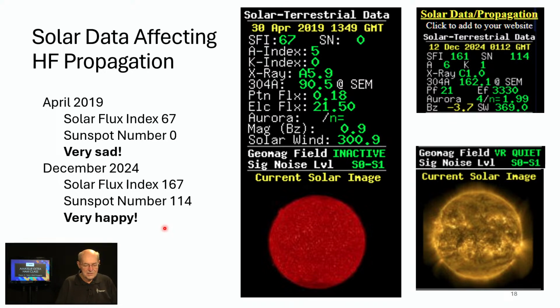Doesn't mean that things are going to be completely rosy, because there's something called the A and the K index that we'll get to in a minute, and they represent a geomagnetic disruption. So even with sunspot numbers being good in SFI, we still might not have good conditions. More about that to come.